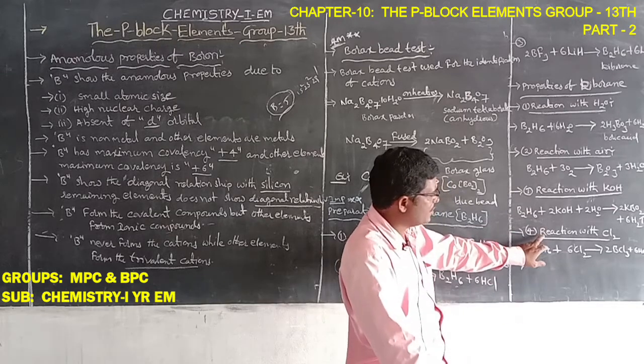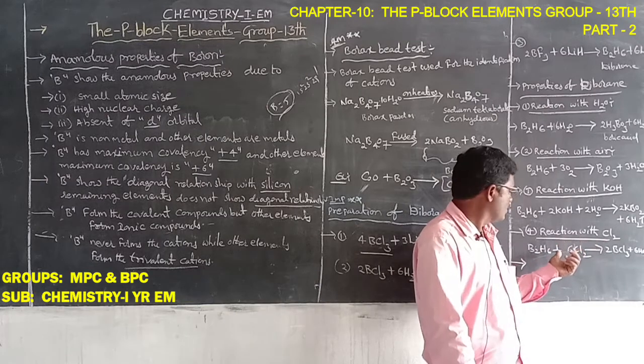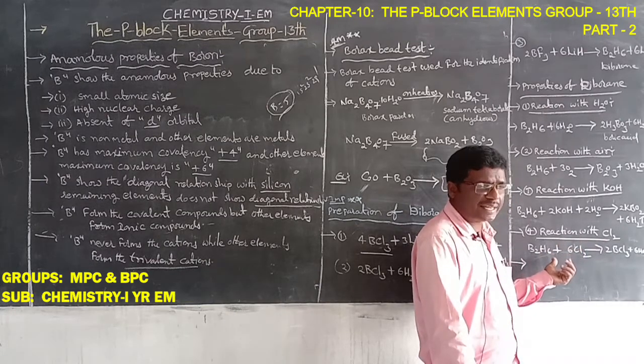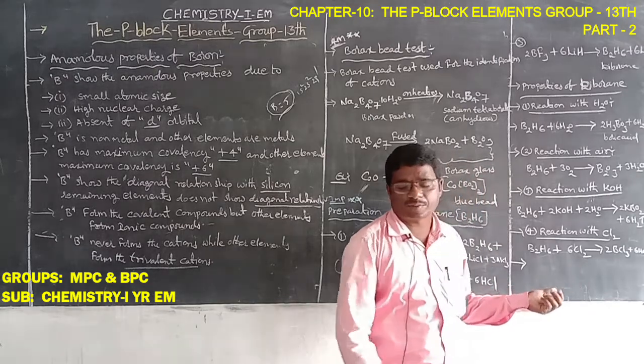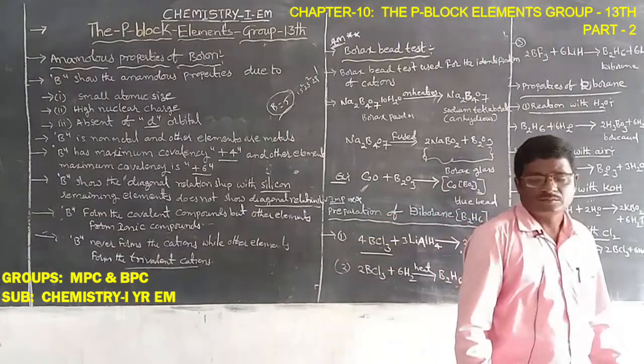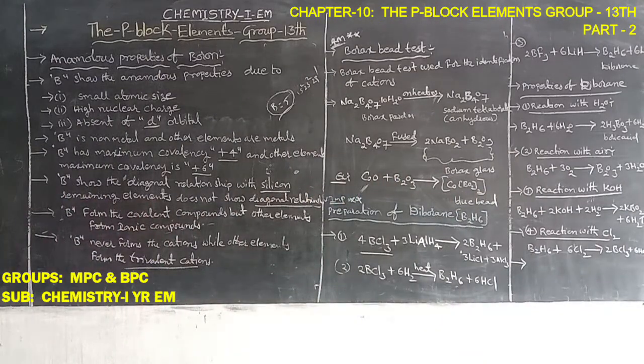Next, fourth one, reaction with chlorine. Here is the reaction with chlorine. Diborane reacts with chlorine to form boron trichloride. That is the fourth property. Next, the remaining reactions.